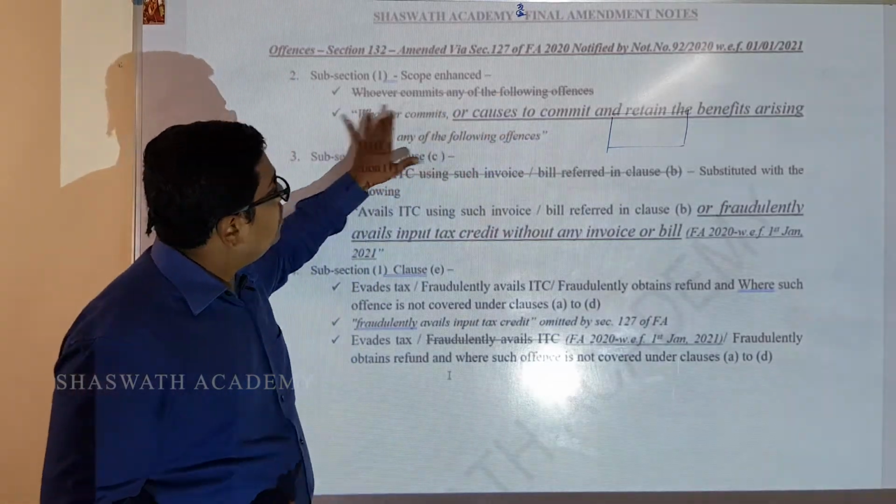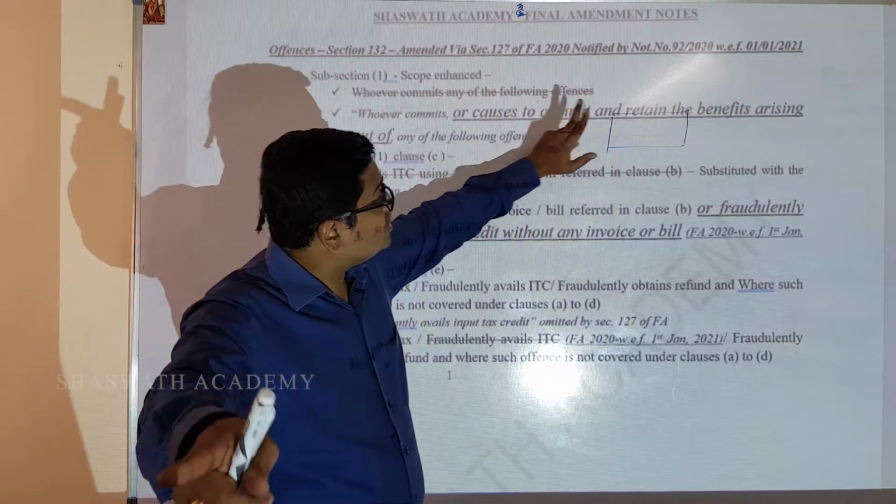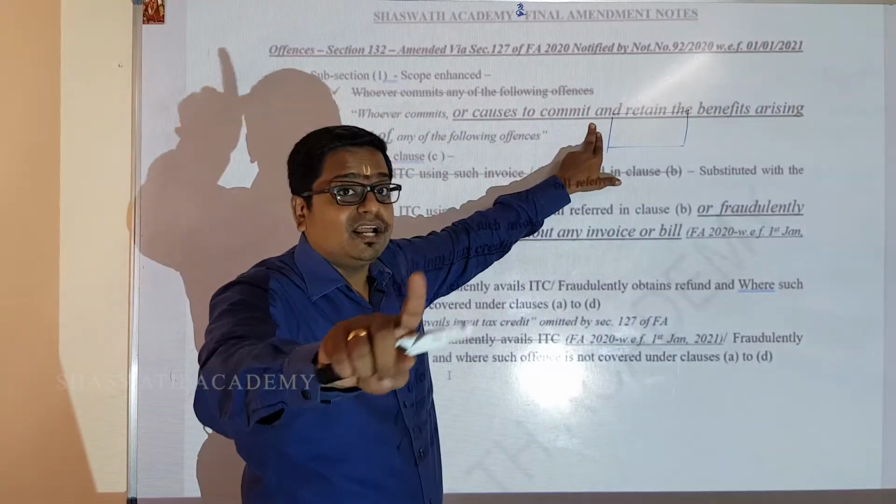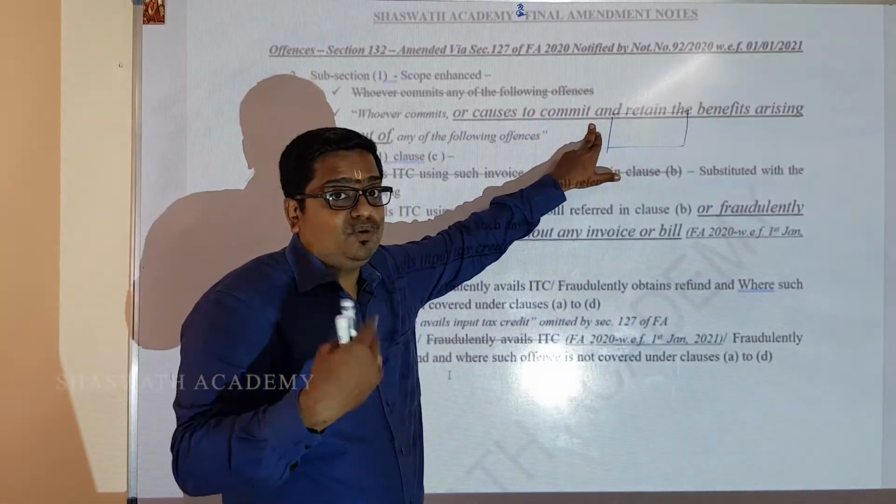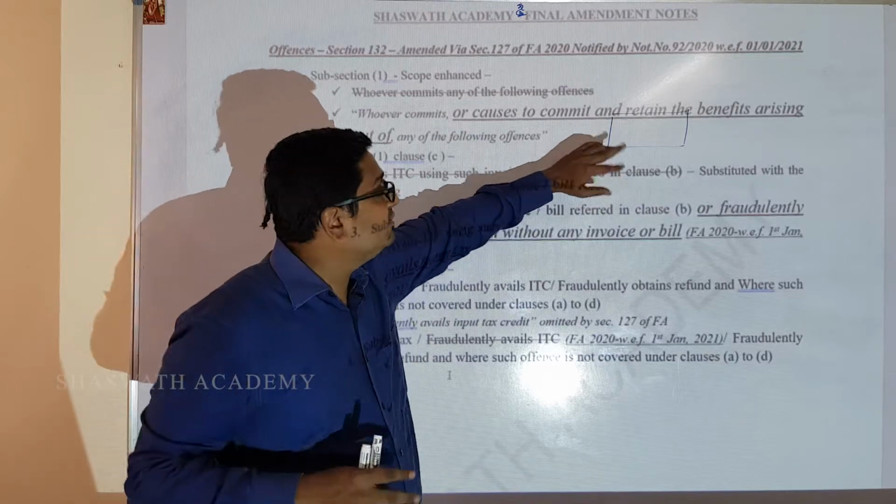Now look at this. Whoever commits or caused to commit, the godfather, the mentor, the guider, it's none other than we chartered accountants and cost accountants, beware of that, okay?